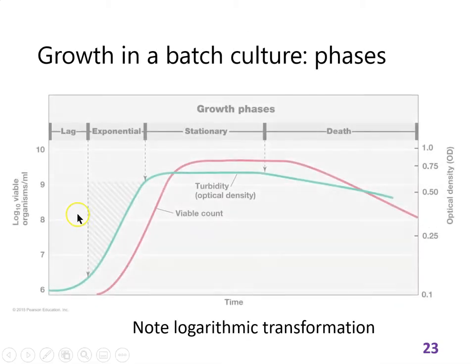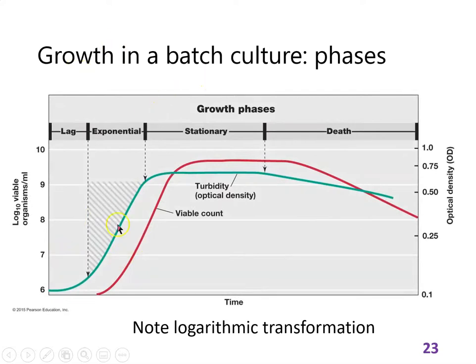So here's our graph of growth in what we call a batch culture. That just means a bottle or a tube that is limited in size. This is the logarithm of the population size in cells per milliliter, and this is time. And then this is 6, 7, 8, 9. That's 10 to the 6th, 10 to the 7th, 10 to the 8th, 10 to the 9th. So we have two different graphs in two different colors. We have this first green turbidity graph.